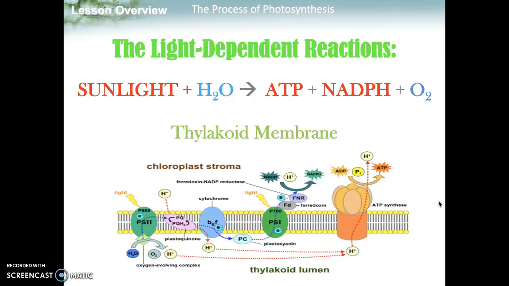We are making some short-term energy molecules, ATP and NADPH, which are going to be reused in the second part for us to carry out and produce glucose. It is also during this part that we are going to produce some oxygen.